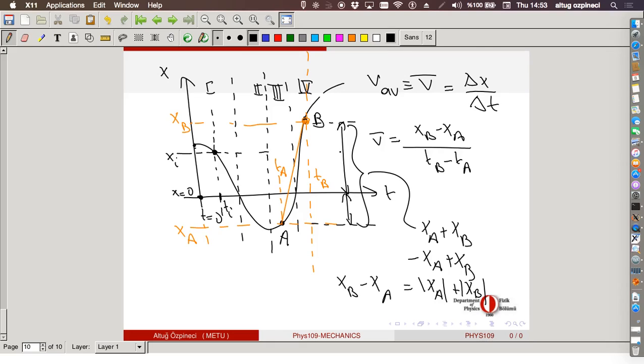What about this length over here? This whole distance is TB, the distance up to here is TA, so the difference is TB minus TA. So if you look at this triangle over here, this length is XB minus XA, and this length is TB minus TA. So if you define this angle to be theta, this is theta. The average velocity is nothing but tangent of theta.